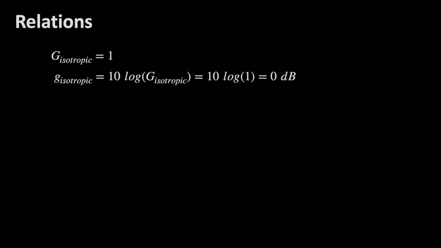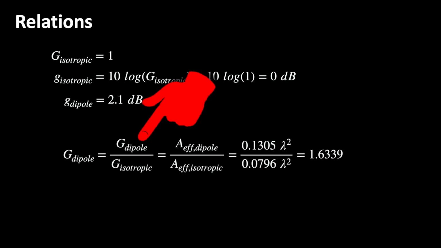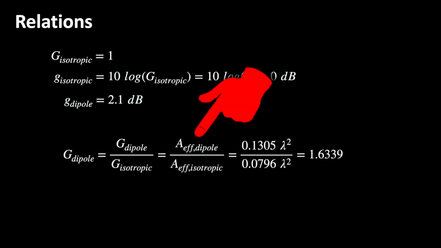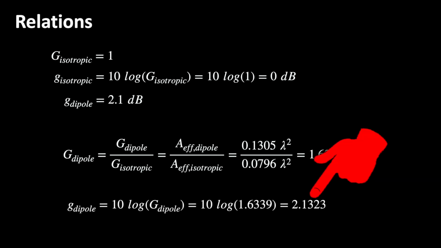I would like to briefly mention an interesting equation. The ratio of antenna gains equals the ratio of their effective areas. We are obtaining familiar values using the example for the half-wave dipole and the isotropic antenna.